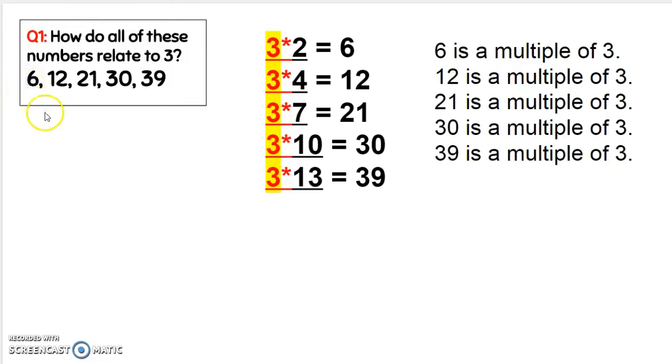So these numbers right here, 6, 12, 21, 30, and 39, they have a mathematical relationship to the number 3. And it turns out that all of these numbers are multiples of 3. Right? 6 is a multiple of 3, 12 is a multiple of 3, 21, 30, and 39. And by the word multiple, this is what I mean.